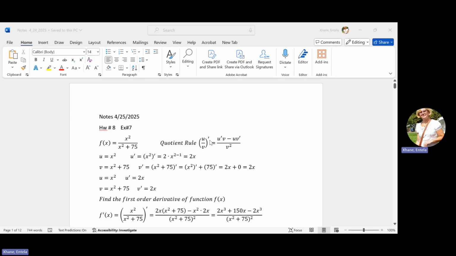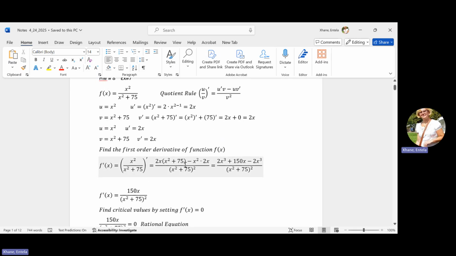So you have (u over v) prime equals (u prime v minus u v prime) all over v squared, where my function u is x squared. Therefore, u prime is going to be the derivative of x squared, and that's 2x. And then the function v is x squared plus 75. So the derivative is going to be the derivative of x squared plus the derivative of 75, which is 2x plus 0, that's 2x.